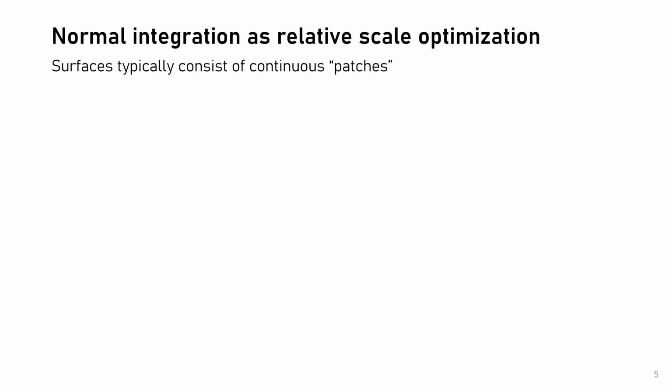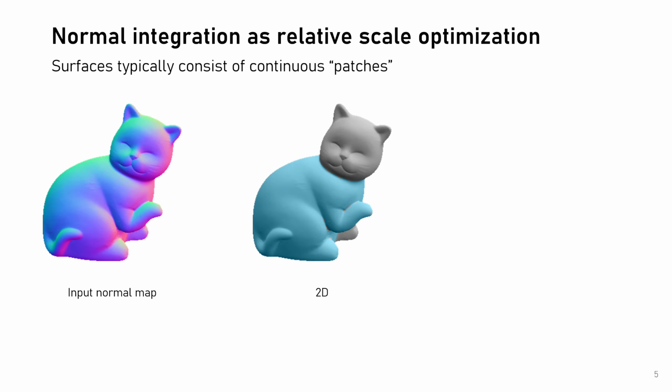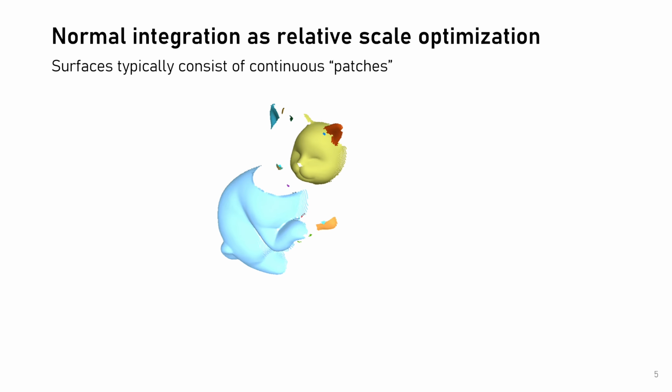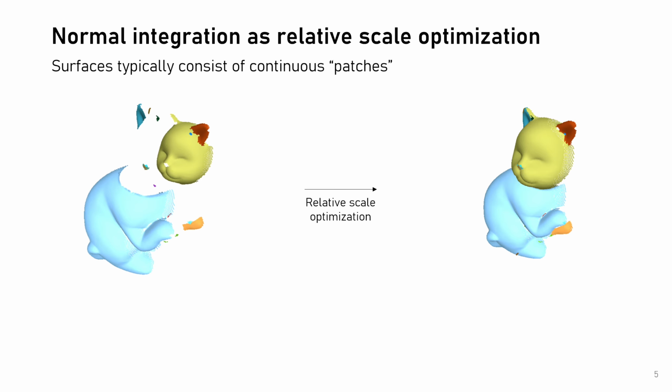To address this question, we observe that surfaces typically consist of large continuous patches, such as the body of the cat shown here, its head, leg, and ears. If these patches are separately reconstructed, retrieving the global surface reduces to estimating the relative depth scale of each component so that they are globally aligned.